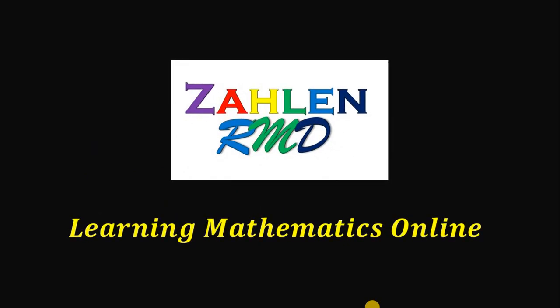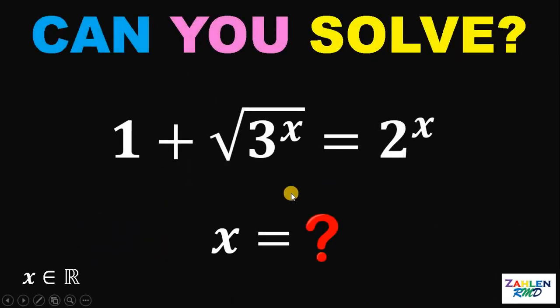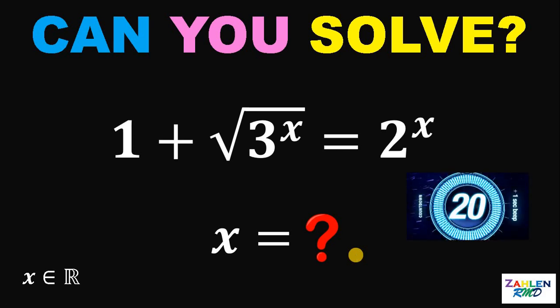And here's our question. Solve for the value of x given that (1 plus square root of 3) raised to x equals 2 raised to x, wherein x is a real number. Now, if you want to try this problem, you can pause this video. You have 20 seconds and timer starts now.